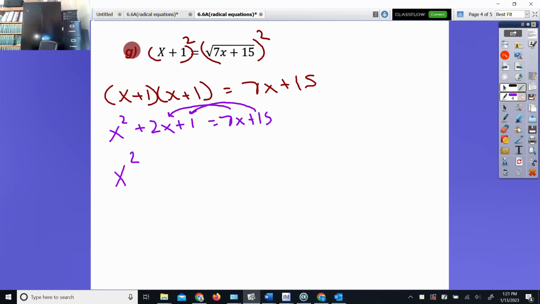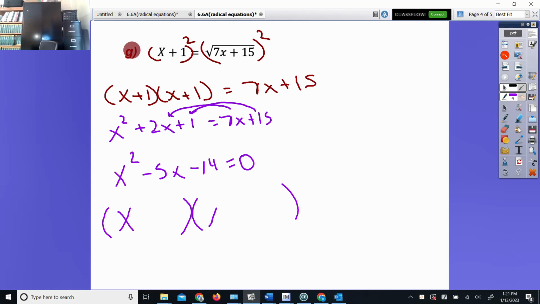x squared minus 7x minus 5x... minus 14. And your choices here would be to hit it with the quadratic formula or factor. Which one? Factoring will work, yeah. Are there factors of 14 that add to 5? 7 and 2. Factoring is supposed to be quick.